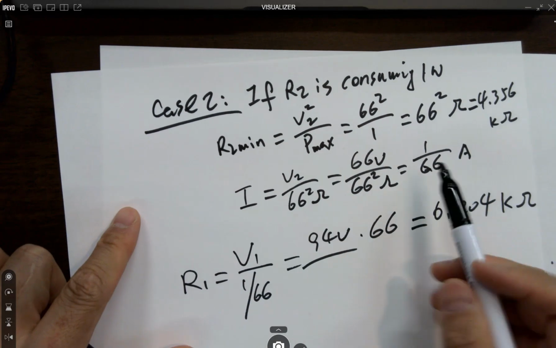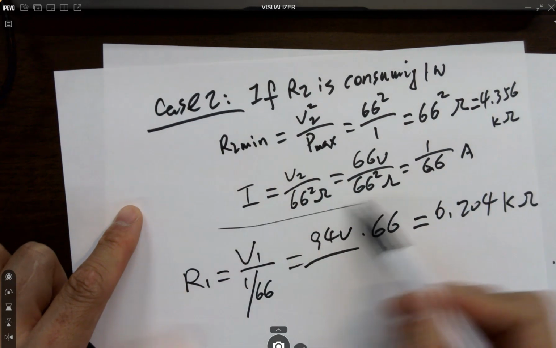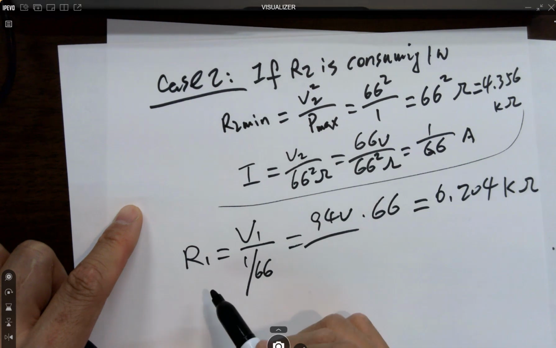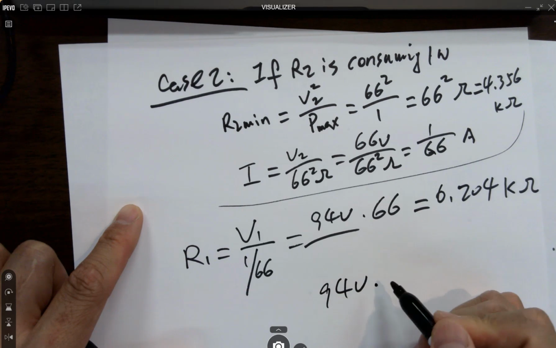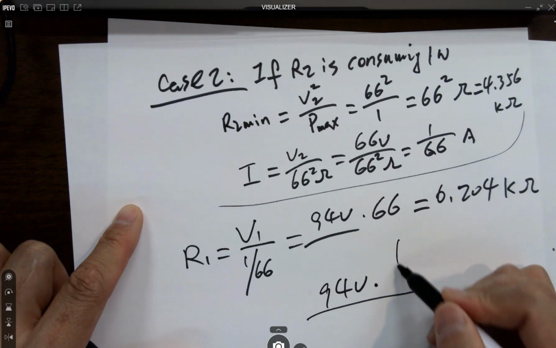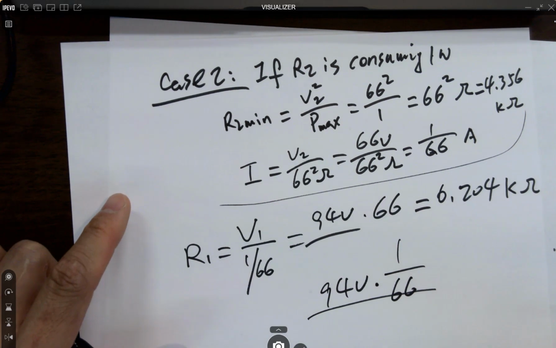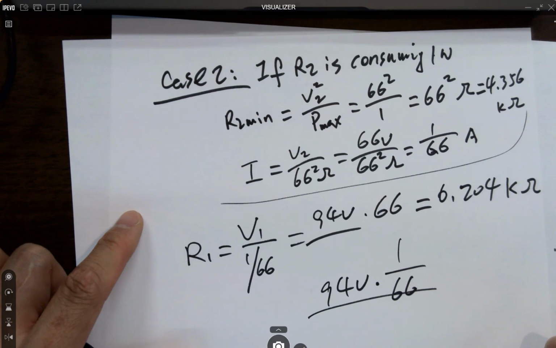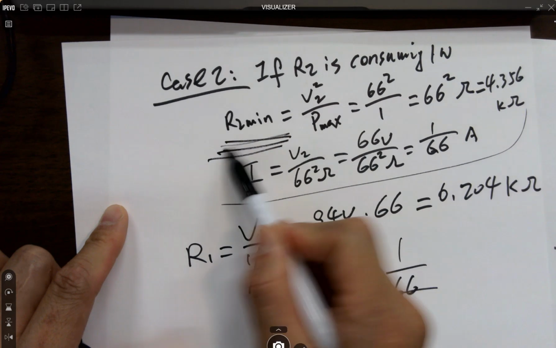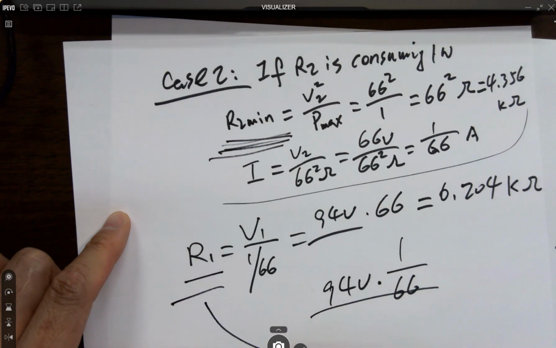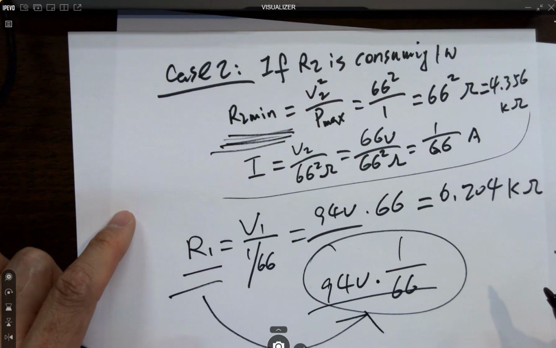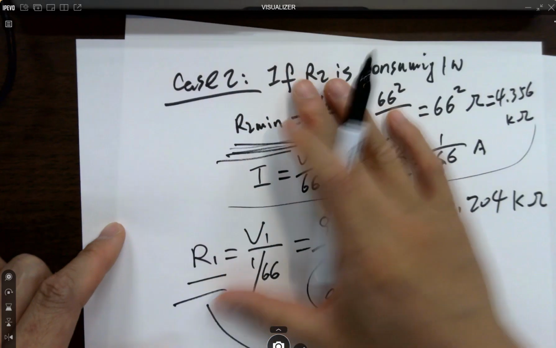So now let's see case 2. So this is definitely 1 watt, no problem. Let's see R2. R2 is, no, R1. Let's see R1. R1 is 94 volts times the current, which is over 1 watt. See? Good. That's how we check it. If R2 is consuming 1 watt, and you calculate R1 and verify it, it's already over 1 watt. So I have to drop this case.